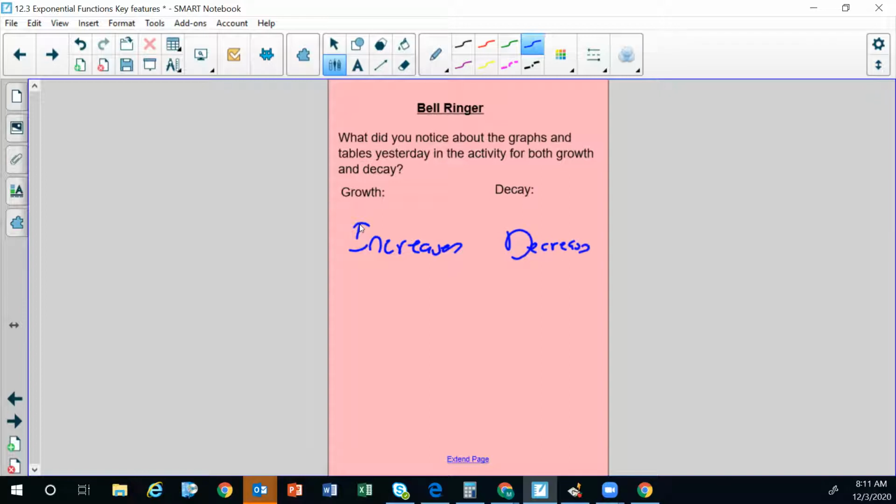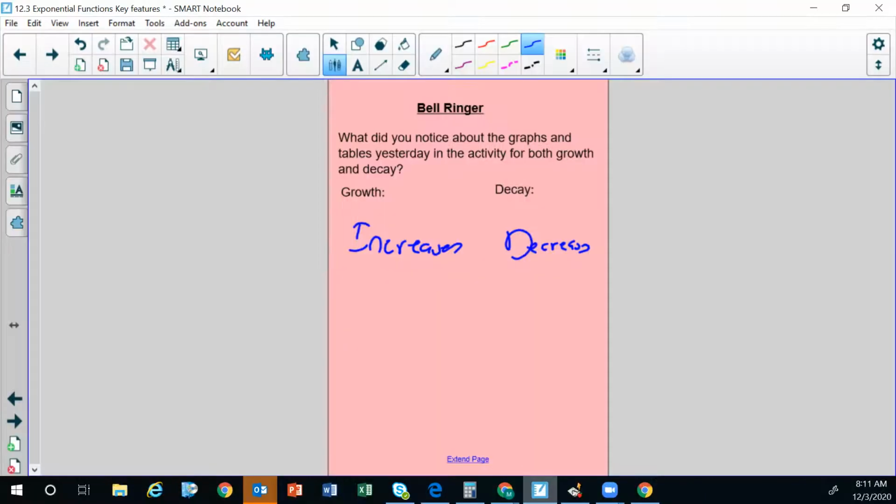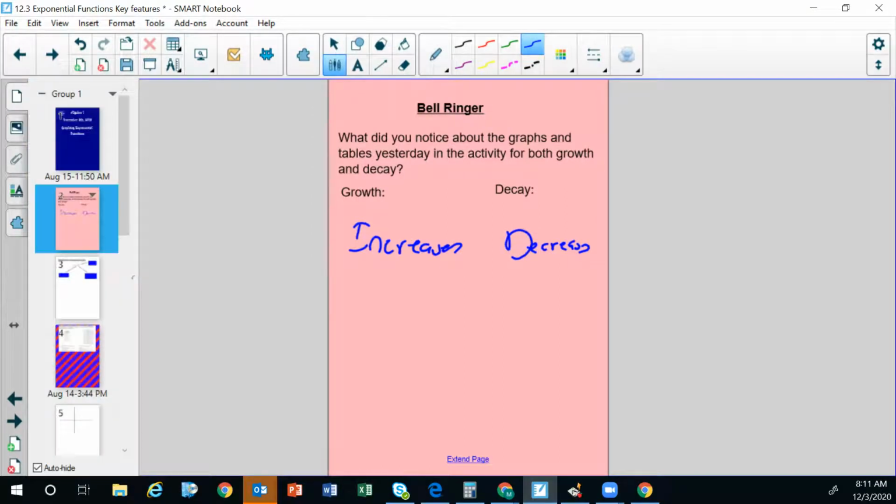All right. And so it looked like, let's see. Do I have it here? Thought I did. Okay. So there's an example of a growth and decay exponential function. For growth, the red graph increases, and for decay, the blue graph decreases.